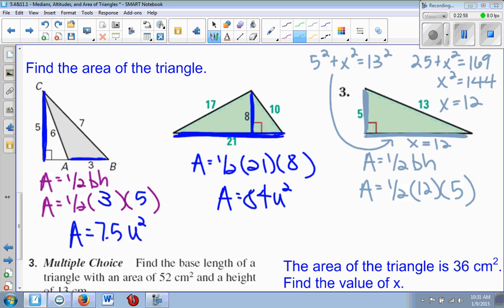1/2 base times height would give me an area of 30 square units. Things to remember, just like last semester, if you're going to find the area of a triangle, the base and height, the numbers that you put in the formula, have to meet at a 90-degree angle.